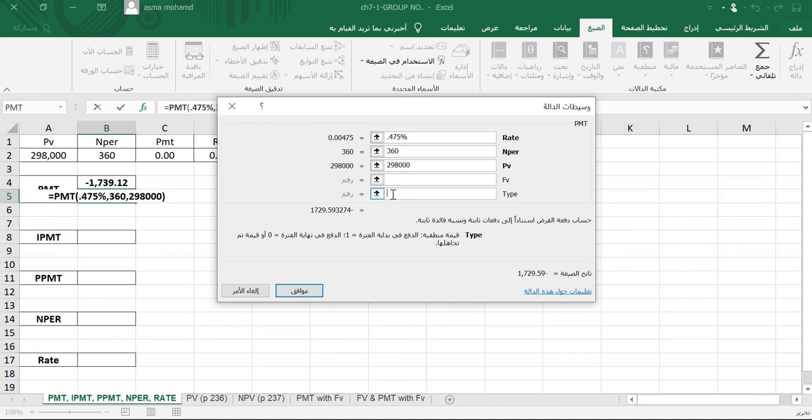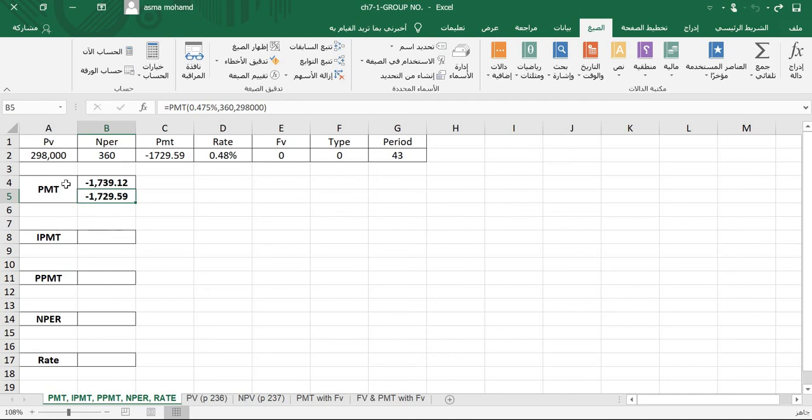However, if the payments are done at the beginning of the period, you need to insert 1. But because the common way is paying at the end of the period, that's why Excel shows 0 as a default. Now we have a very close number. Why? Because there is a slightly different rate between our numbers. That's why we have a different number.